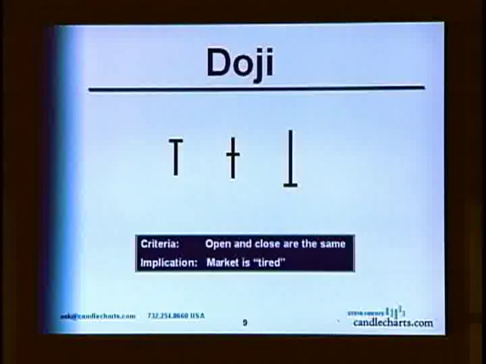Now we're going to look at doji. A doji is when the opening and closing are the same. And doji are particularly potent at calling reversal signals. These are all representations of doji. And with the doji, the Japanese would say the market is tired. And it's often a turning point.